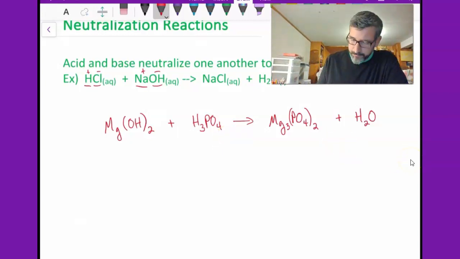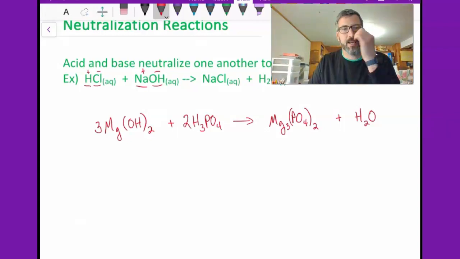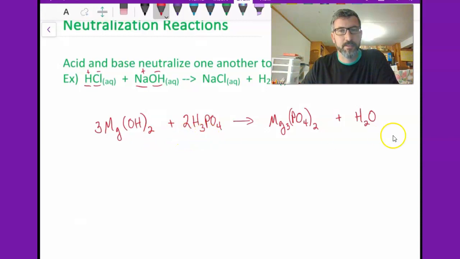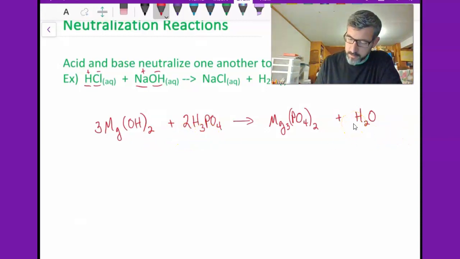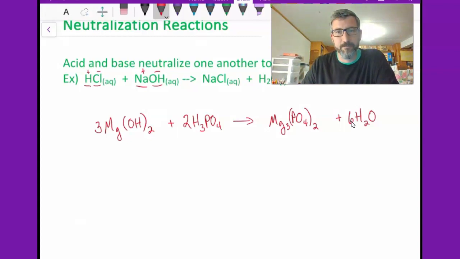Okay, in terms of balancing, probably want to balance magnesium first. So a 3, and then if I balance phosphate, I need a 2. And then hydrogen-wise, I've got 3 times 2 is 6 here, plus 2 times 3 is 6 there. So that's 12, so I need 6 there, right? And that's going to automatically balance my oxygens, 6 there, and 6 there, of course, not counting phosphate. Okay, so that is a neutralization reaction.